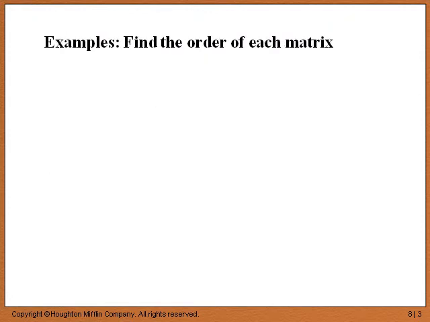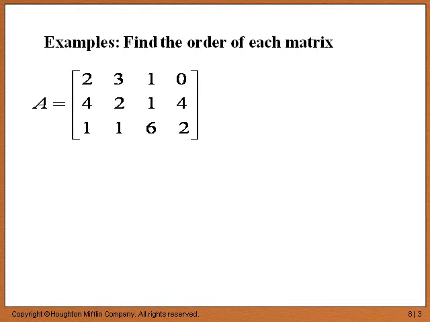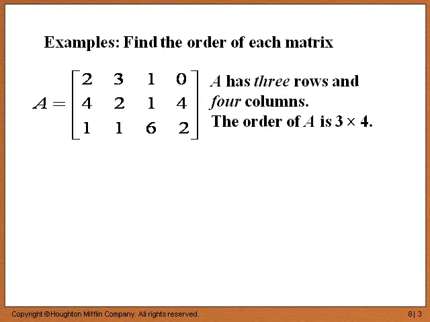Here are some examples just to make sure we understand the terminology. Find the order of each matrix. This is matrix A: 2, 3, 1, 0, 4, 2, 1, 4, 1, 1, 6, 2. What's the order? You should quickly write it down, and I'll give you a second to do that right now. You should have come up with 3 rows, 4 columns, and therefore the order of A is 3 by 4. A is a 3 by 4 matrix.